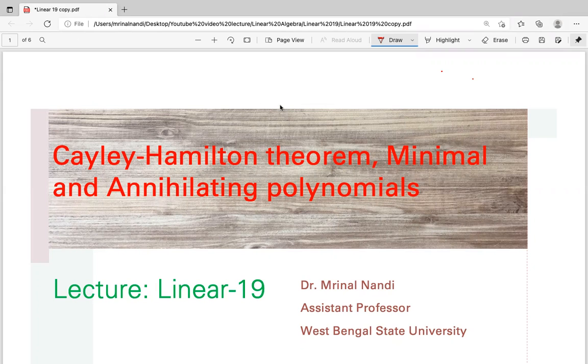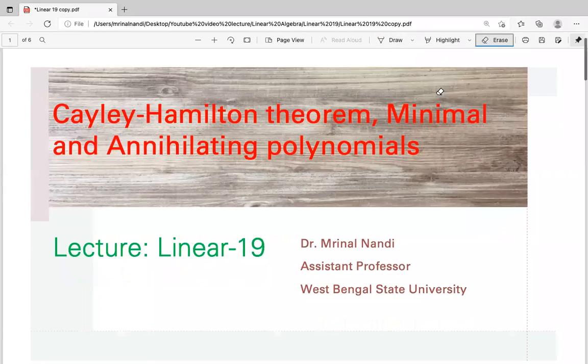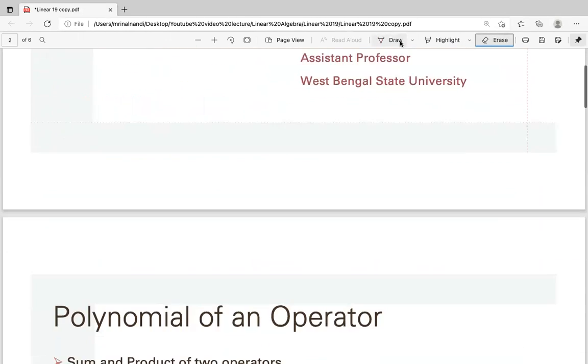This is lecture number 19 on the Cayley-Hamilton theorem, minimal polynomial, and analytic polynomial. So this is a new topic. Basically, it's a slightly different topic than vector space and other things. It's closely related with matrix, but this is very important. The Cayley-Hamilton theorem is very useful for other aspects, like finding the inverse and other things.